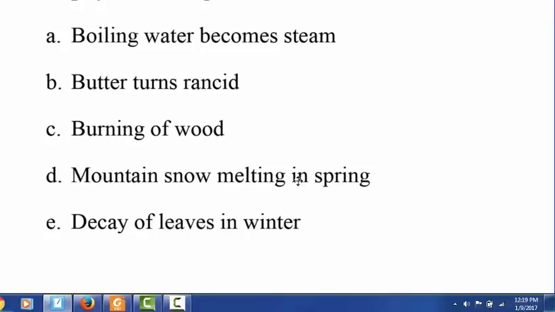Mountain snow melting in spring. Well, again, that's just a phase change. It is melting, going from solid to liquid, so that's going to be a physical change.